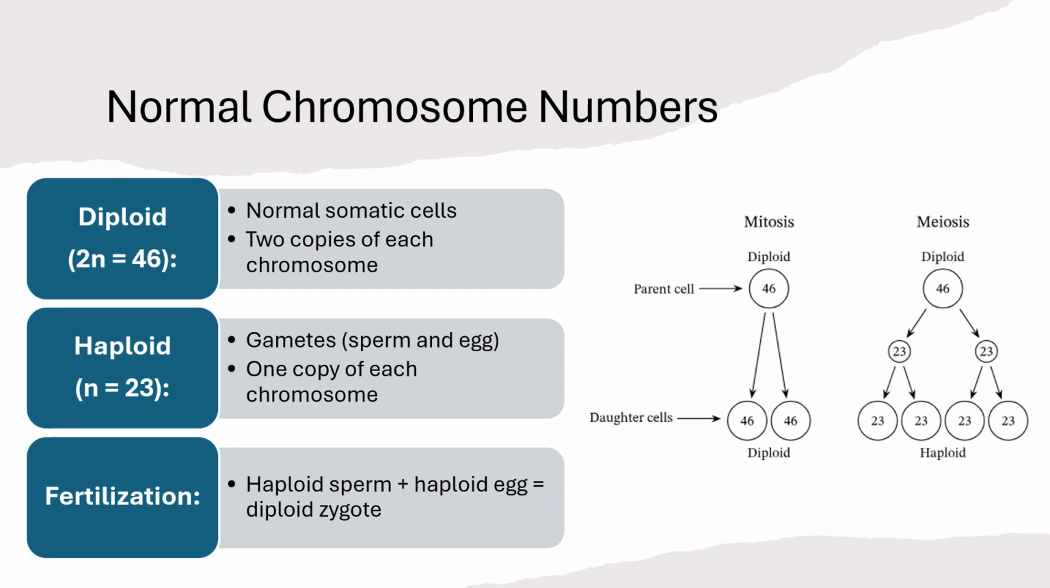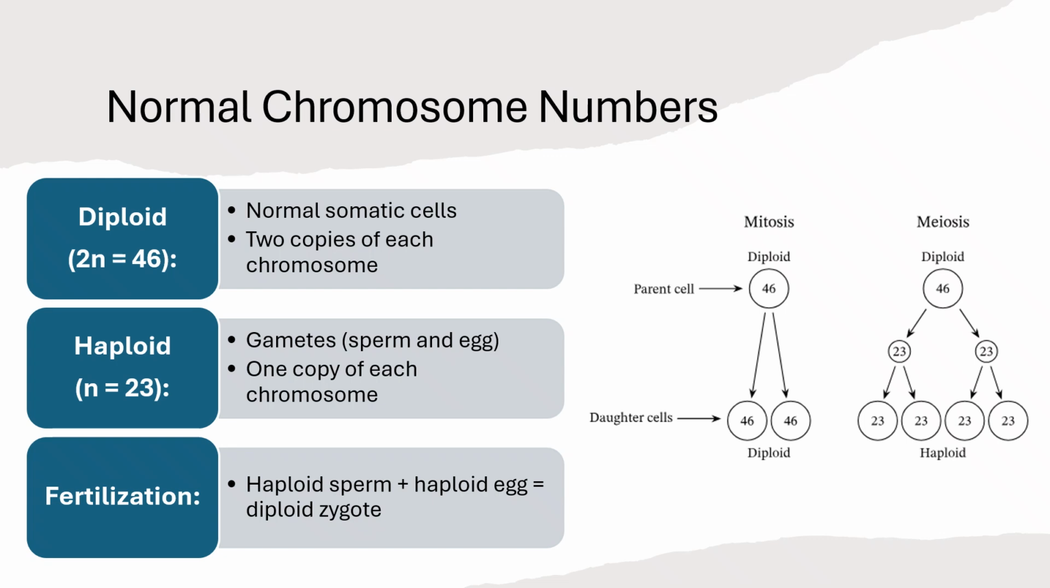Chromosome numbers follow precise patterns that explain both normal development and the chromosomal abnormalities we encounter in the NICU. Every somatic cell in the human body, from neurons to hepatocytes to the lymphocytes we send for karyotyping, contains 46 chromosomes. We call this the diploid number, written as 2n equals 46, because these cells carry two complete sets of genetic information, one set inherited from mother, one from father.